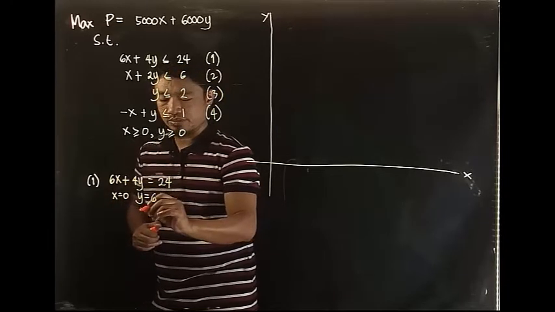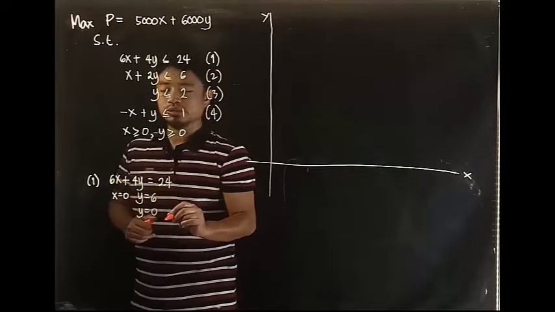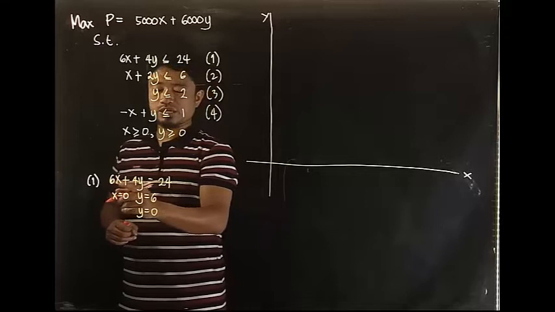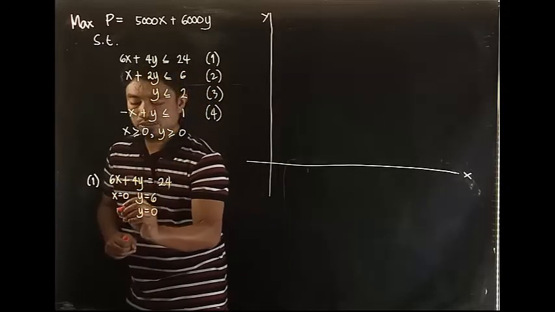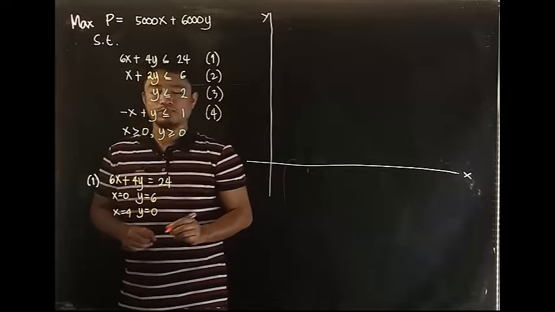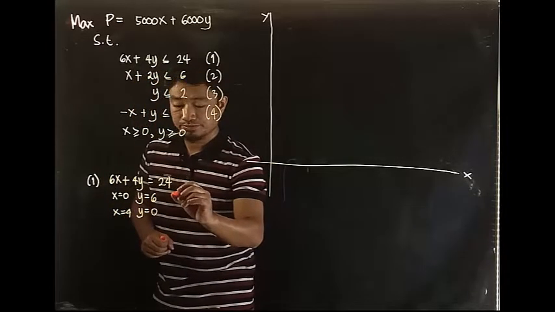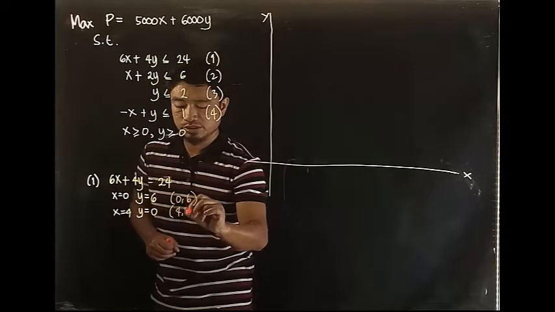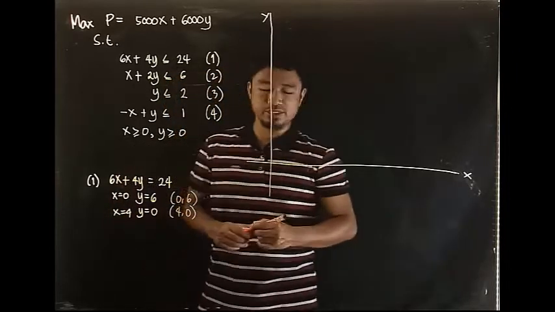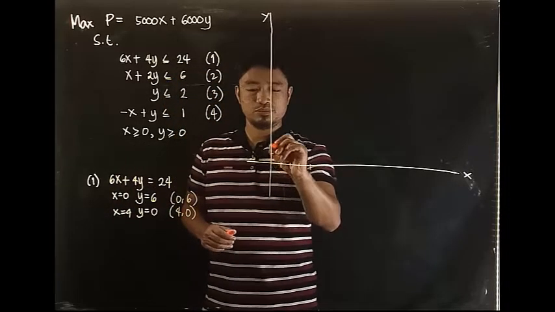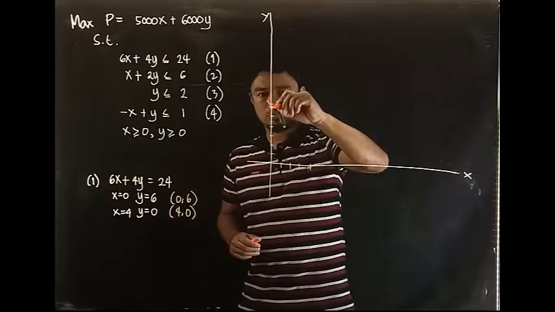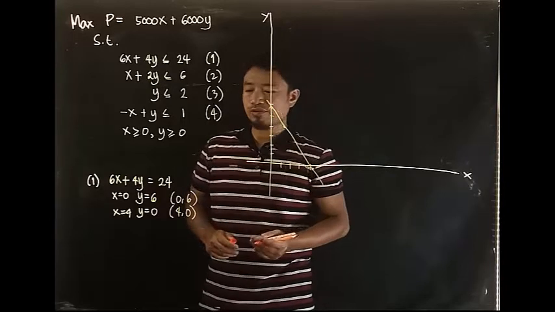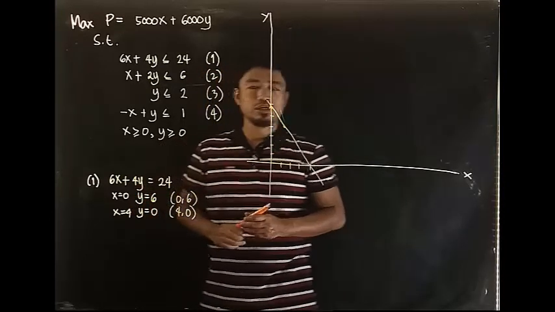And the second intercept, again we let y be equal to 0. If y is equal to 0, then 4y is equal to 0. What is left is 6x equal to 24. Then the value of x is equal to 4. Therefore, our intercepts are 0, 6, and 4, 0. Plotting these points, so this will be the graph of 6x plus 4y equals 24.